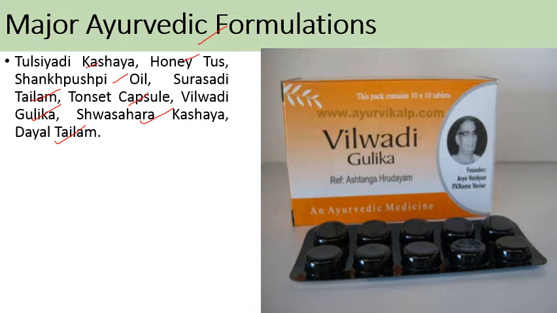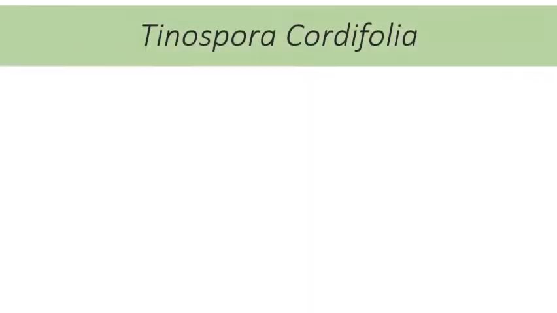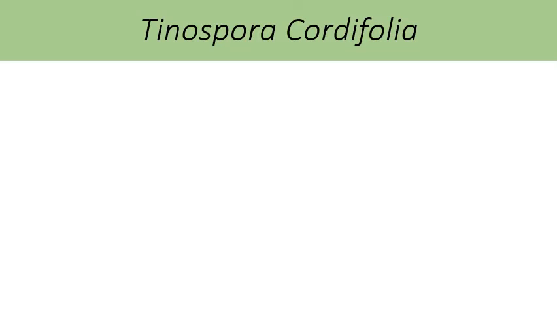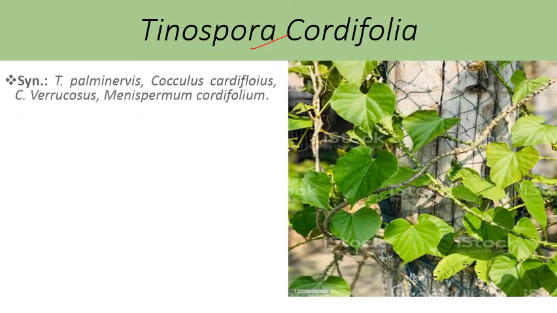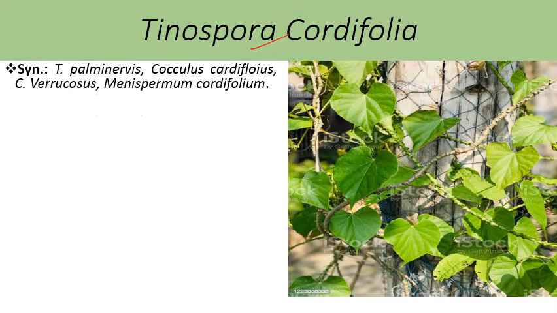So this is all about Ocimum sanctum. The next plant given in syllabus is Tinospora cordifolia, commonly known as giloy. Cordifolia means heart-shaped leaved. So synonyms used for this Tinospora are Tinospora palminervis, then we have Cocculus cordifolius, then Cocculus verrucosus, then Menispermum cordifolium. So these are the synonyms used for Tinospora cordifolia.